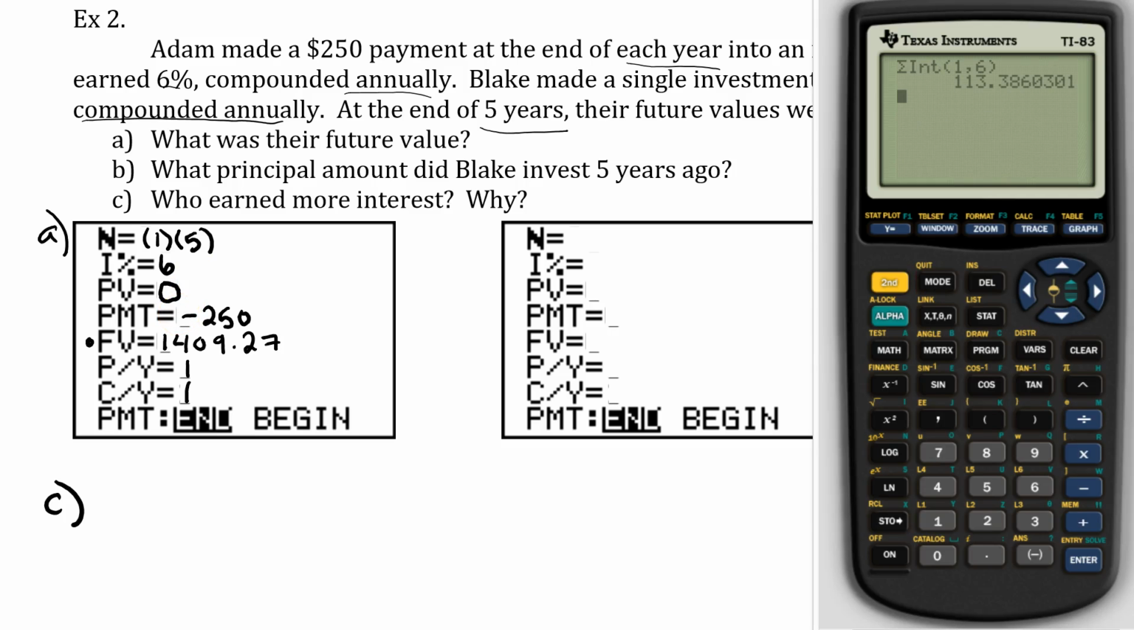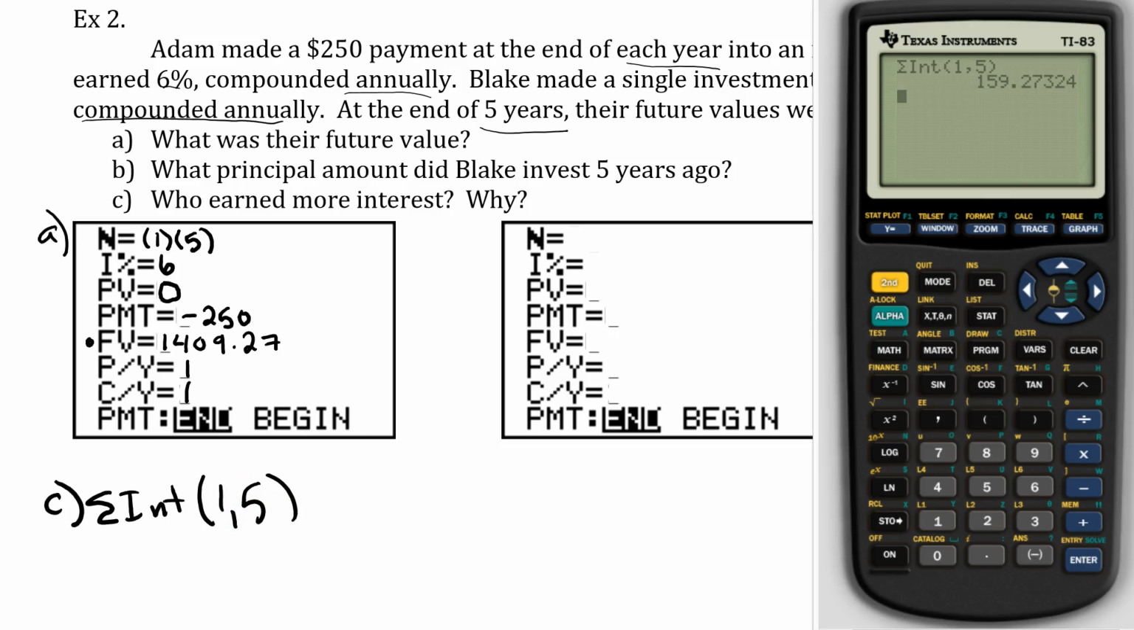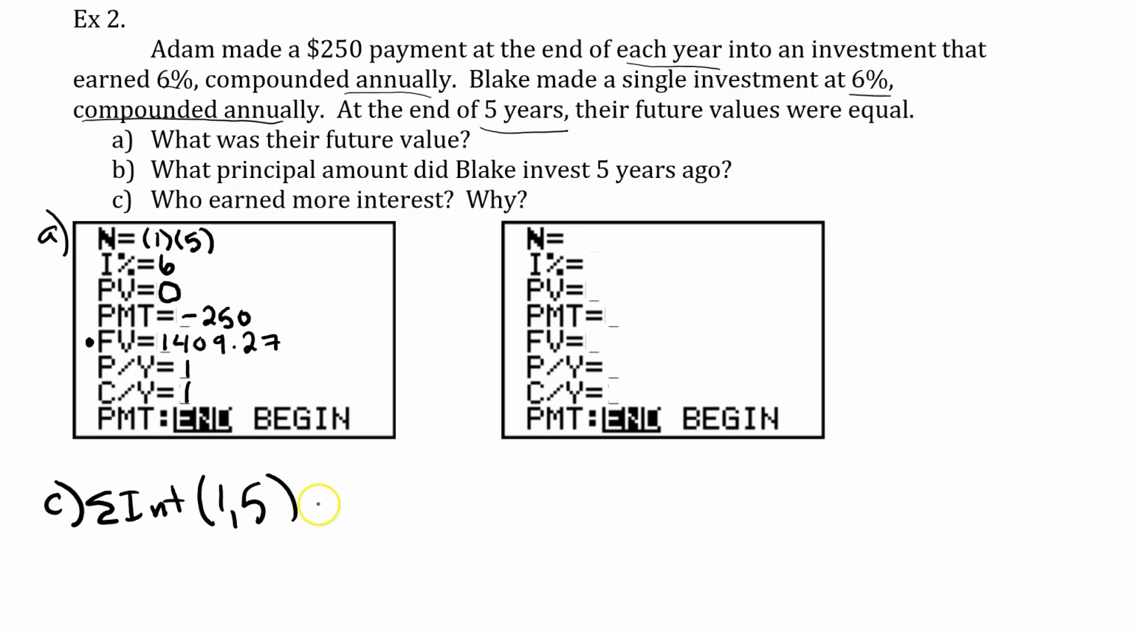So I'm going to quit this, and then I'm going to clear. You don't need to, but it's just nice to have a clear screen. Finance, and I'm going to click all the way down, sum int. We start out with the first, and then we end off with the last compounding period, which is 5. So we're going to calculate that interest there. The interest is going to be $159.27.